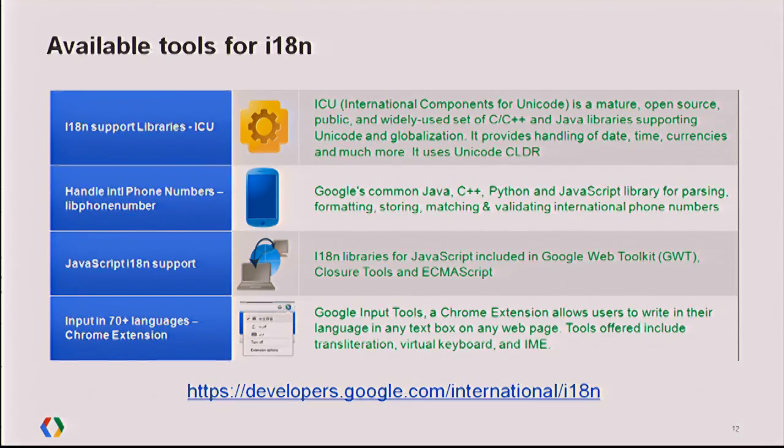For input, research has clearly shown that users tend to use an app more if they are able to input in their own language. And that's where Google Input Tools, a Chrome extension, comes into play. It is a tool that allows users to input in 80+ languages on any text box on any web page. Why don't we first look at a quick introductory video, and then Andrew will do a quick demo of that as well.